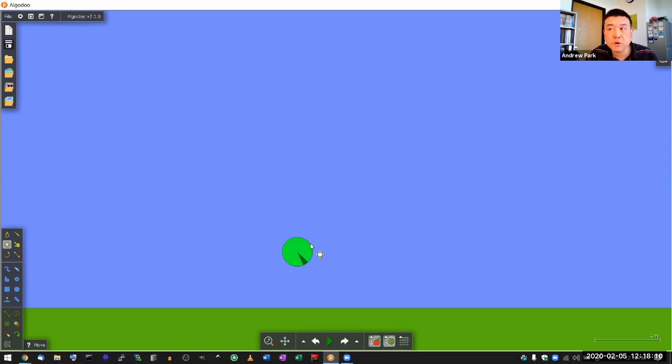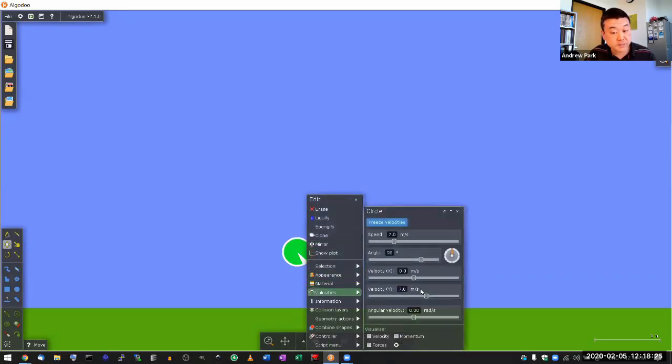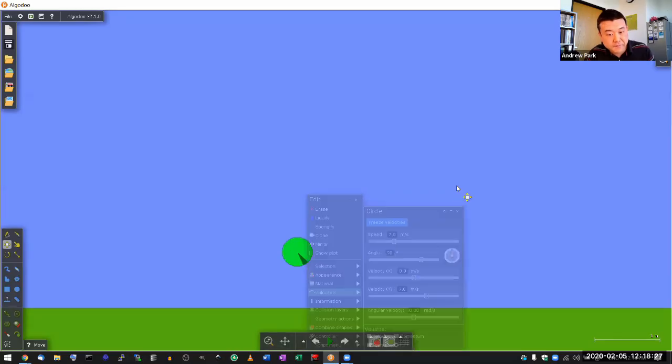So you can talk about a snapshot, what is going on at one moment in time. So at this moment in time, t equals 0, this ball has a velocity of 7 meters per second. That's kind of how I set it up.